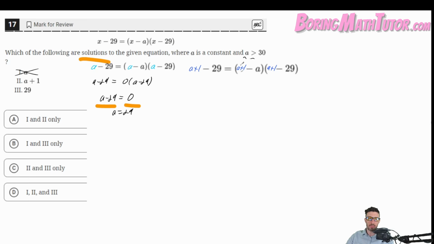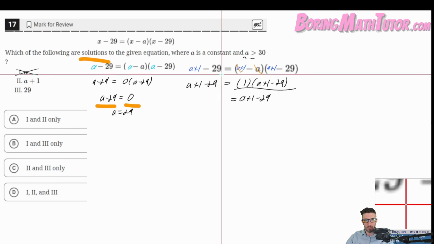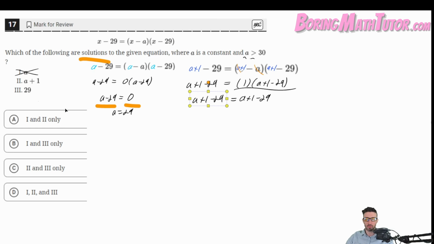Well, what's going to happen in that case? The a's are going to cancel right there. And you'll just get a 1 right there times a plus 1 minus 29 equals a plus 1 minus 29. Well, 1 times anything is always that thing. So I can actually just rewrite it as a plus 1 minus 29 equals a plus 1 minus 29.